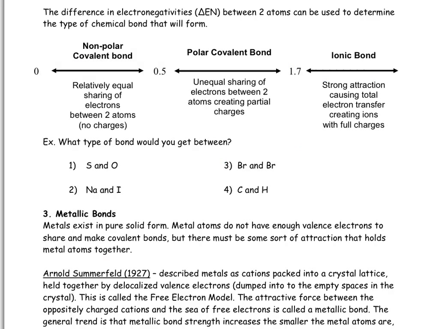Now, try this out. What type of bond would you get between each of these sets of elements? Use your periodic table in the back of the textbook to find electronegativity numbers.